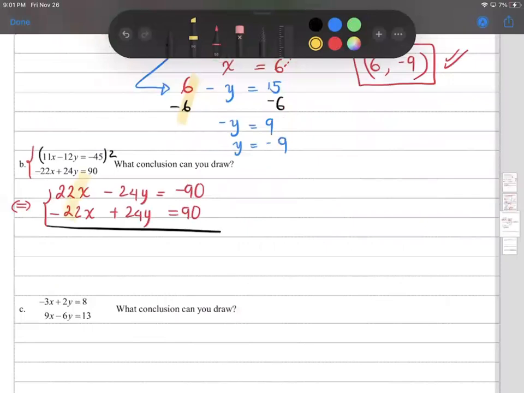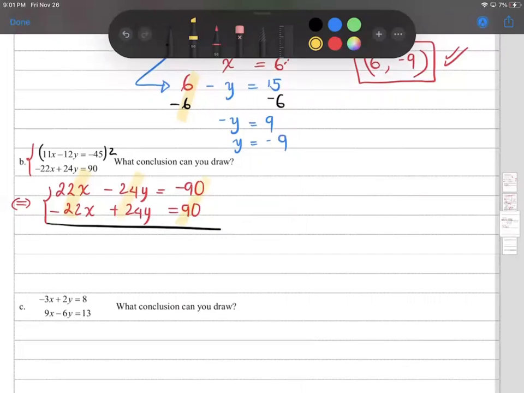Positive 22x and negative 22x cancel. Negative 24y and positive 24y cancel. Negative 90, positive 90 also cancel. Okay, so on the left hand side, I got 0. And on the right hand side, I got 0. So 0 equals 0. This is true.